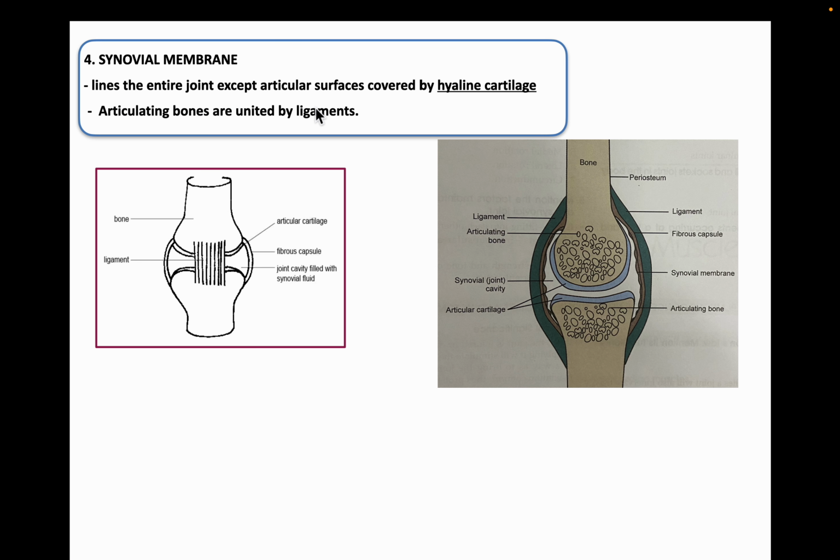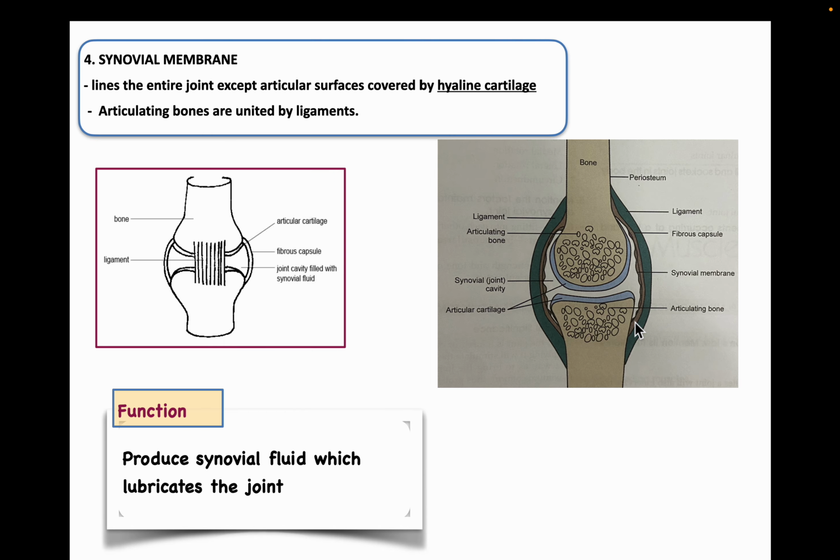Fourth feature of the synovial joint is presence of synovial membrane. It lines the entire joint cavity except the articular surfaces, which are covered by the articular cartilage. So it is not covered by the synovial membrane. Rest of the joint cavity is covered by the synovial membrane. Now these articulating bones are united by the ligaments. So articulating bones are connected with each other with the help of ligaments. The function of the synovial membrane is that it produces the synovial fluid which lubricates the joint cavity. So these are the features of the synovial joint.